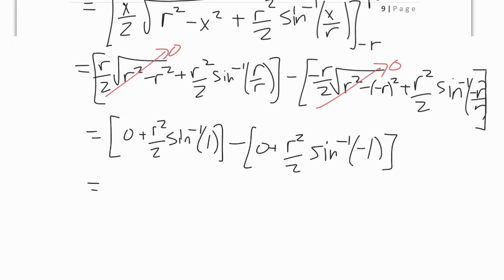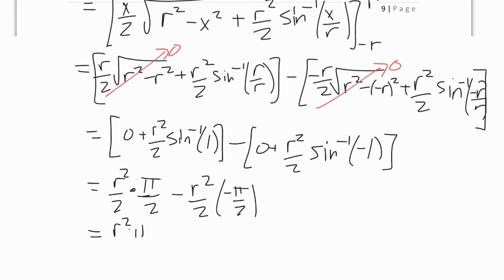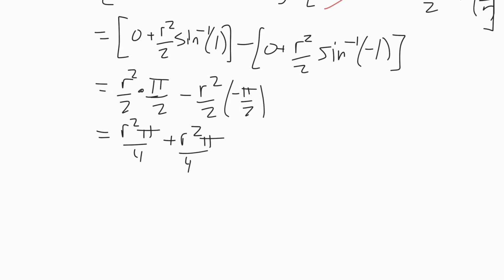Okay, well, what is sine inverse of 1? What value do we need on the unit circle to get 1 from sine? The answer is pi by 2. So r squared over 2 times pi over 2 minus r squared over 2. What do we need for negative 1 from sine? Oh yeah, it's negative pi by 2. So we get r squared pi over 4 plus r squared pi over 4, which gives us 2 r squared pi over 4, which we could write as r squared pi over 2.